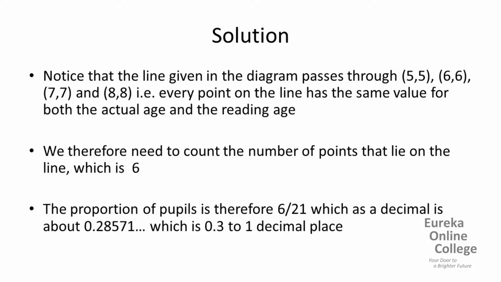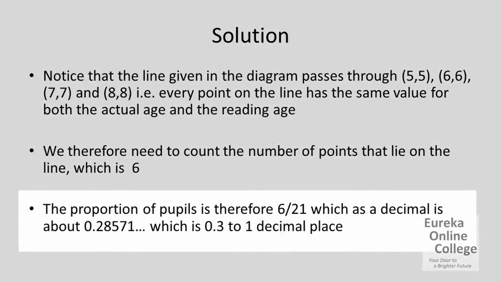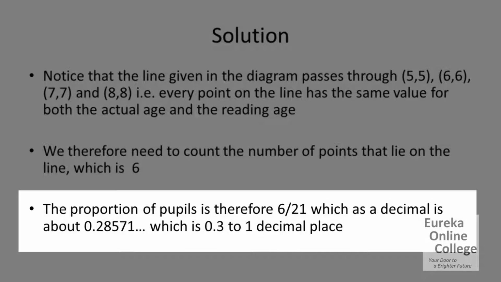Now we need to be a little bit careful here. If we put 6 as our answer, then it won't be correct, because the question actually asks for the proportion of pupils whose reading age is the same as their actual age. The proportion is just another name for fraction or ratio. So the proportion is therefore 6 out of 21.